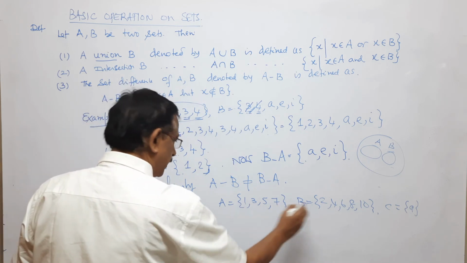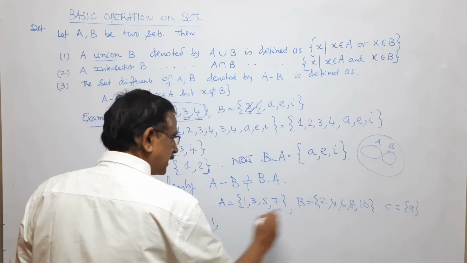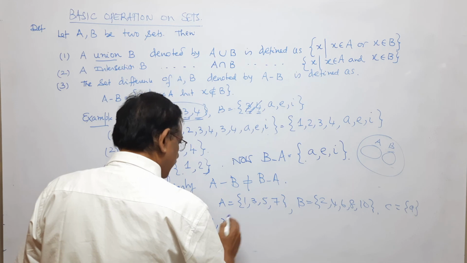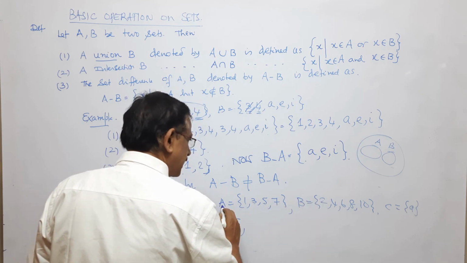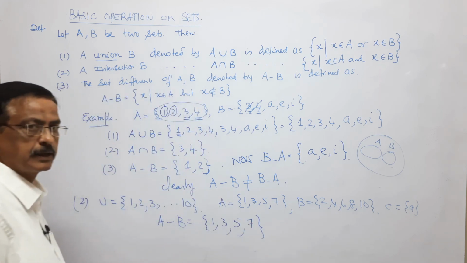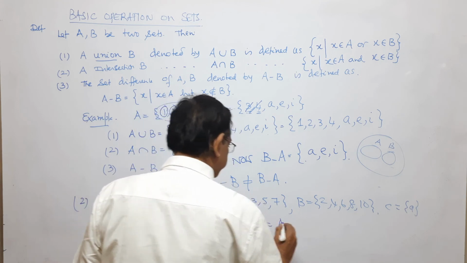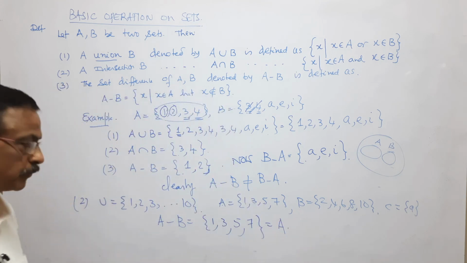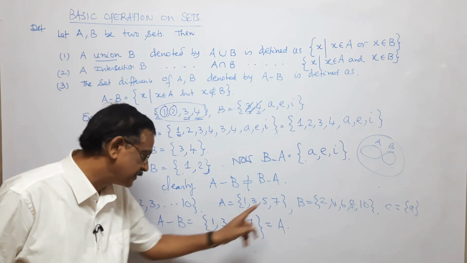1 is in A but not in B. So 1. What about 3? 3 is in A but 3 is not in B. 5 is in A but not in B. 7 is in A but not in B. So I can write down the whole thing. But what is 1, 3, 5, 7? Which is nothing but A. So A minus B is 1, 3, 5, 7, which is A.